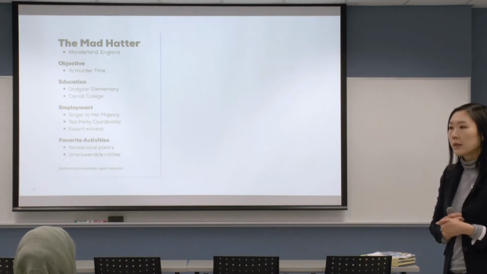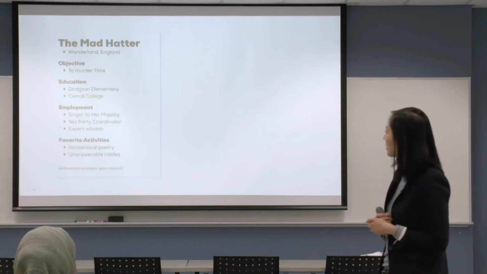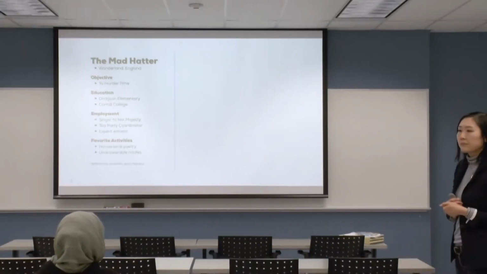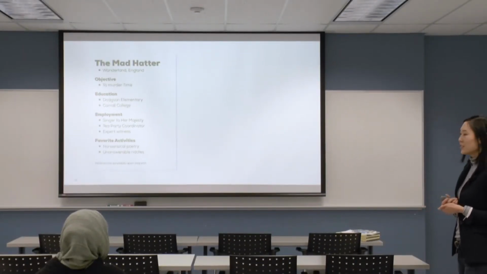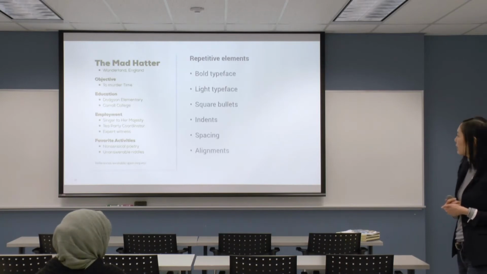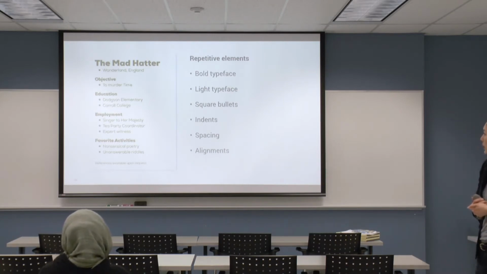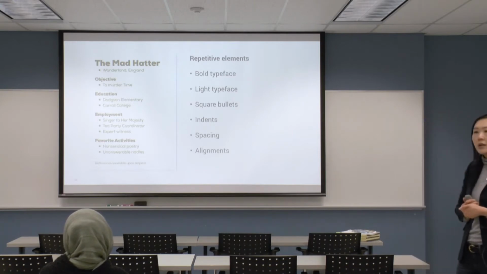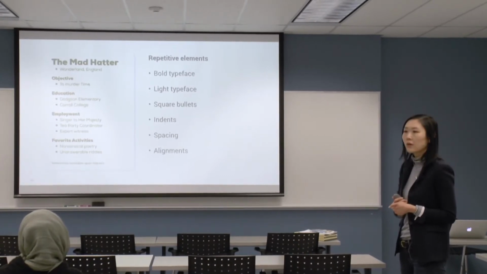I don't understand why you put the bullet points 1 to 11 there, because that looks out of place. Yeah, so that could be out of place, right? That's one of the design decisions you're making. So the repetitive elements are things like bold typeface, then I have a lighter typeface, I have a repeated square bullet, and I have indent, spacing, and alignment.